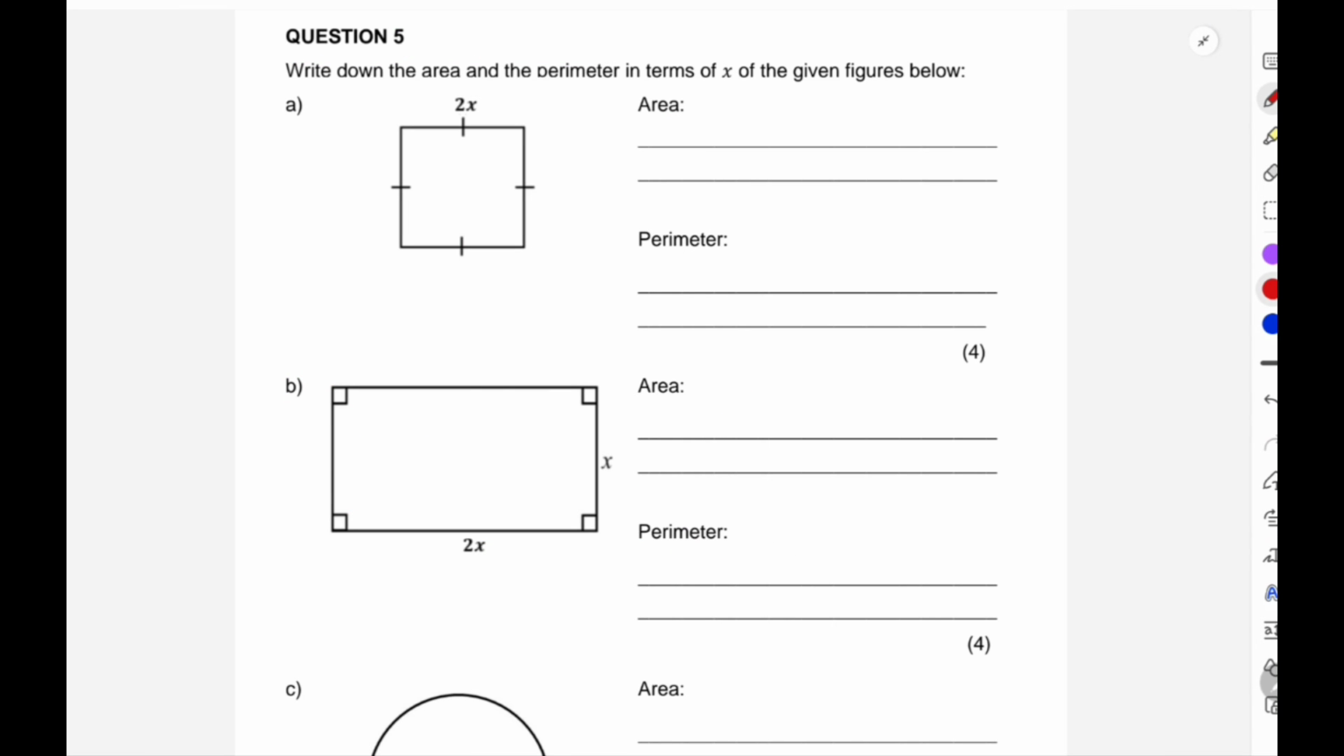All right, here's also in terms of x questions. Write down the area and the perimeter in terms of x of the given figures below. I think I have dealt with this in a previous exam where I've done the memo for the exam in a previous lesson or video, but I'm just going to quickly do that again. The area will be 2x times 2x of a square, so it's side by side. That would also be 2x, which gives you 4x squared. The perimeter, 2x times 4, which gives you 8x.